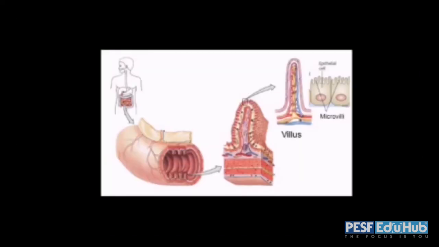The small intestine, the wall of the small intestine has many finger-like projections. See here, the small intestine. On this wall, you can see this villus. Villus is a finger-like outgrowth that helps in the absorption of food. Inside the villus, you can see blood capillaries. The digested food is absorbed into the blood capillaries and is supplied to our circulatory system, which carries it to all cells and tissues of the body. Okay. So, villus is the structure which helps in the absorption of digested food.